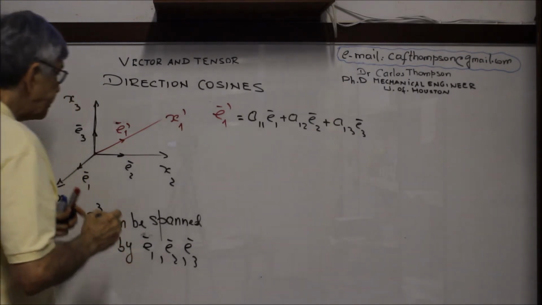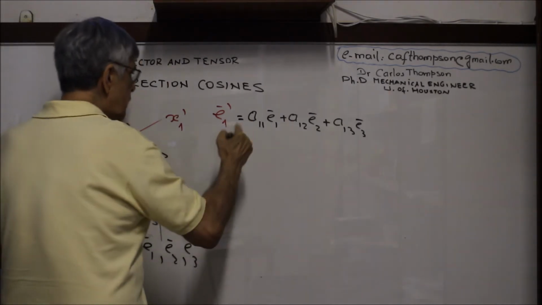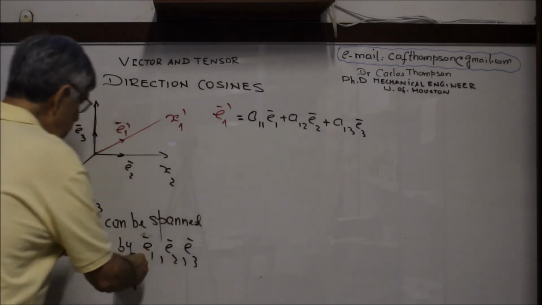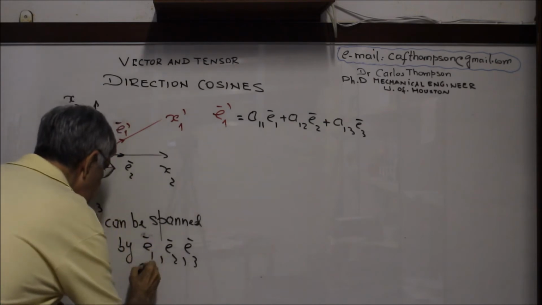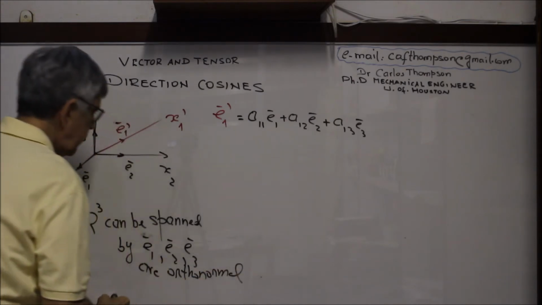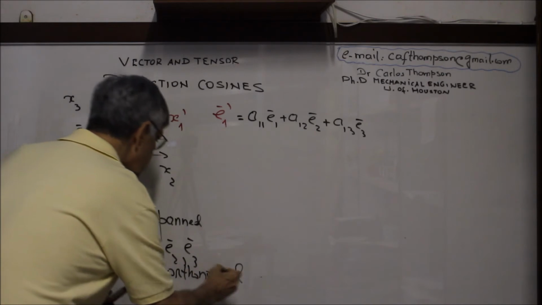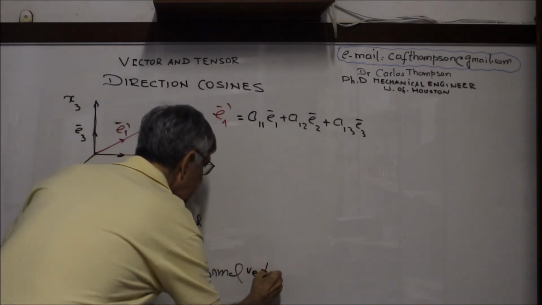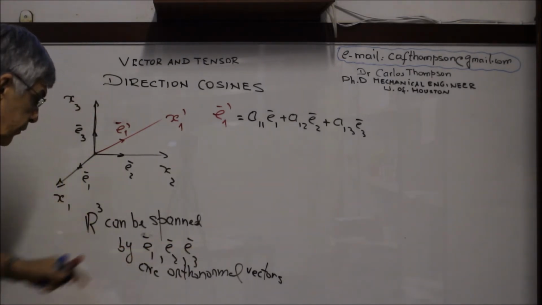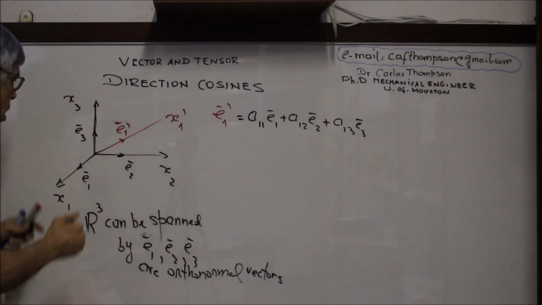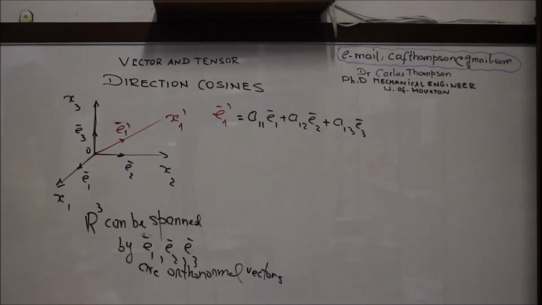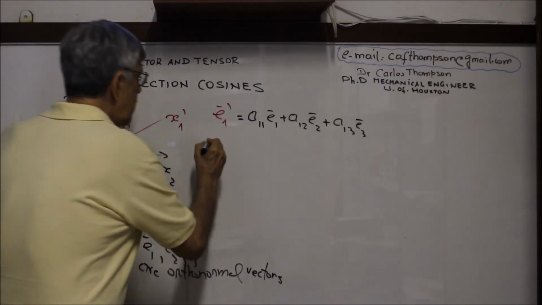Now, for instance, suppose I want A11. Since E1, E2, E3 are orthonormal unit vectors, orthonormal vectors, you see, because the magnitude of each of these vectors is 1, and they are perpendicular to each other. You see, around point O, the origin.